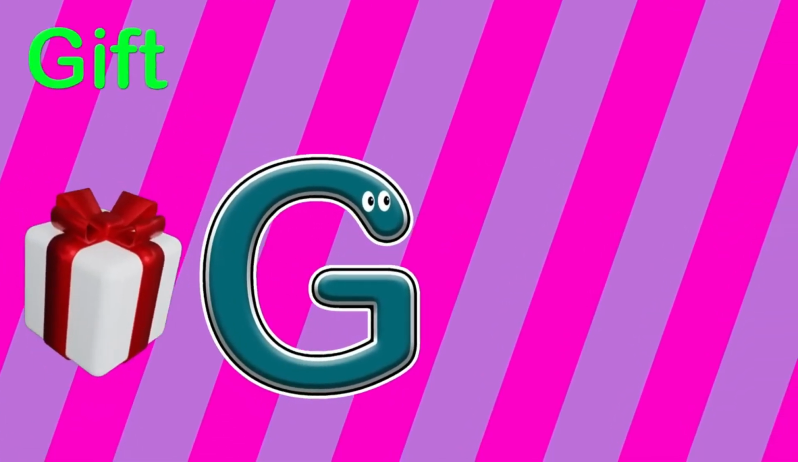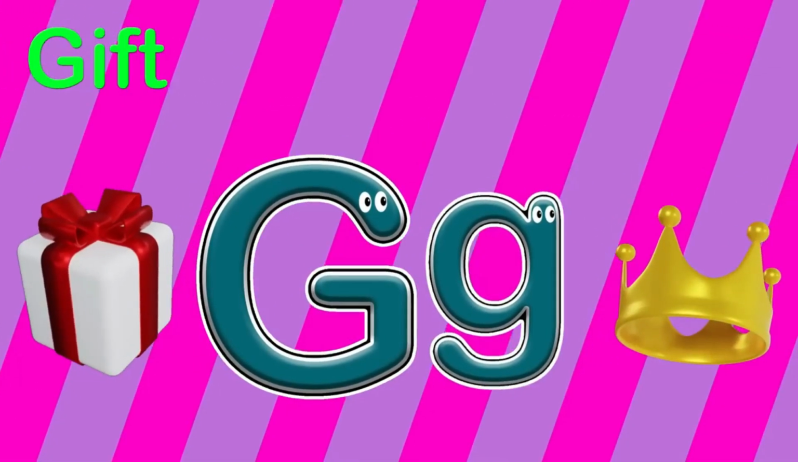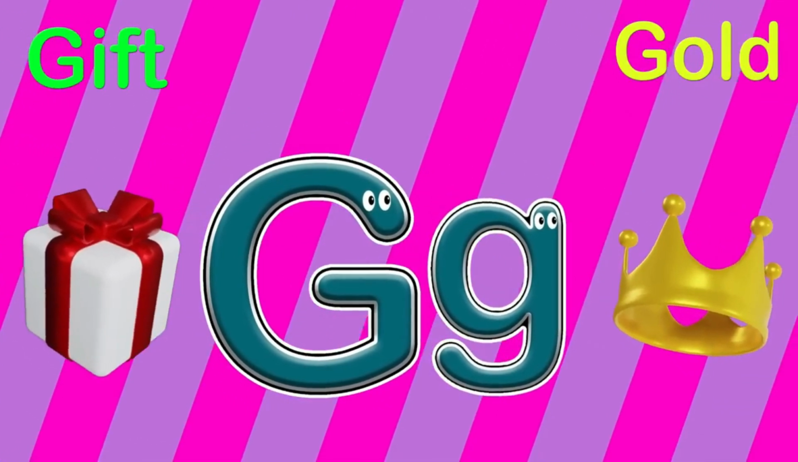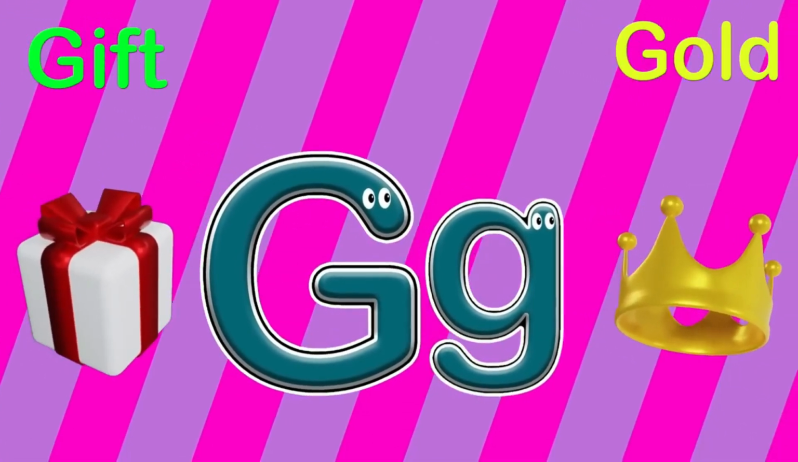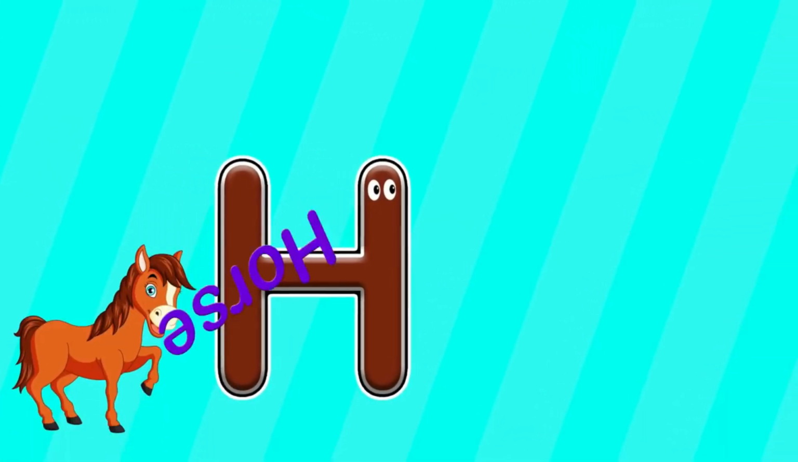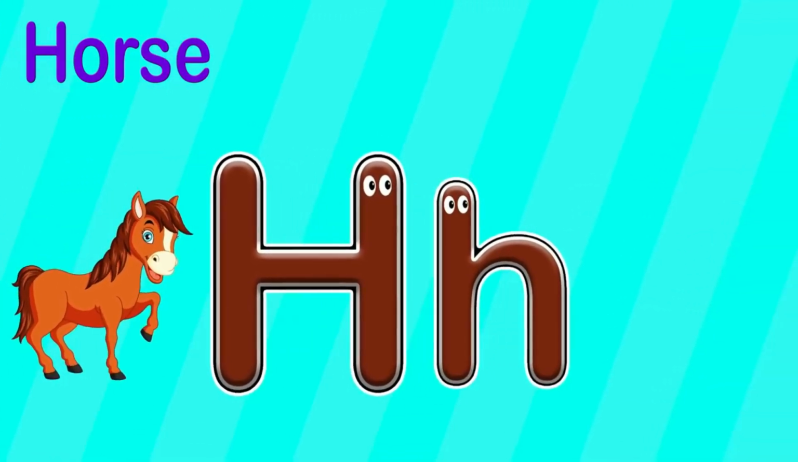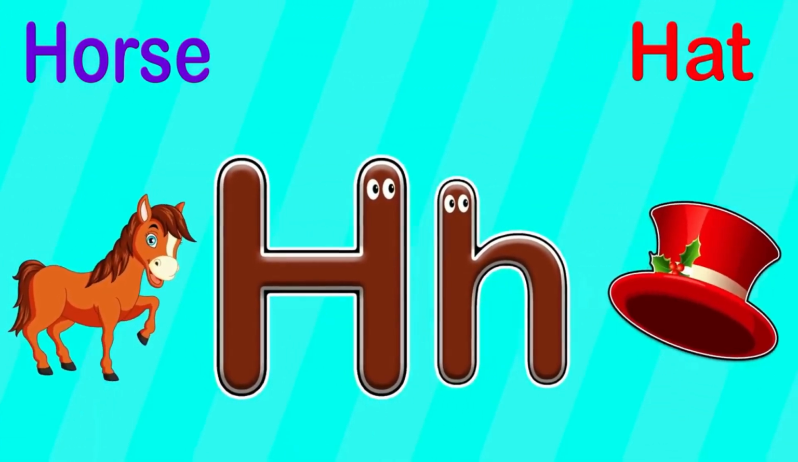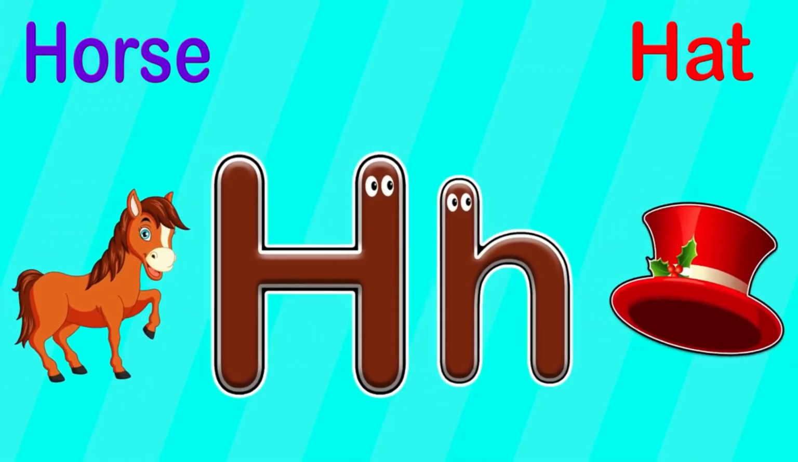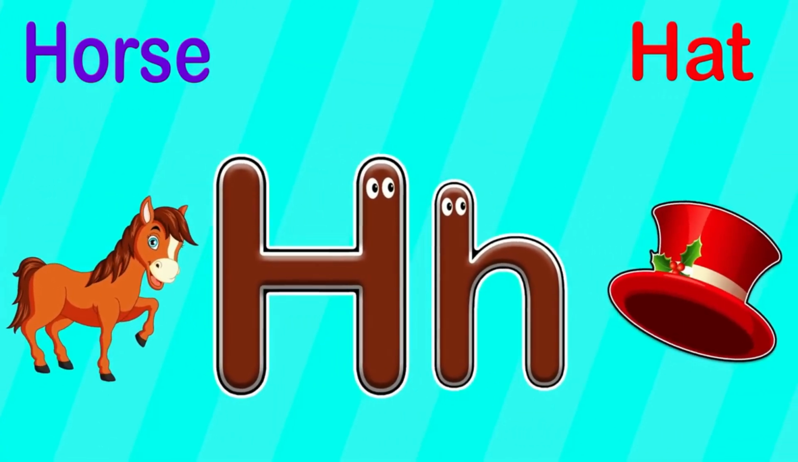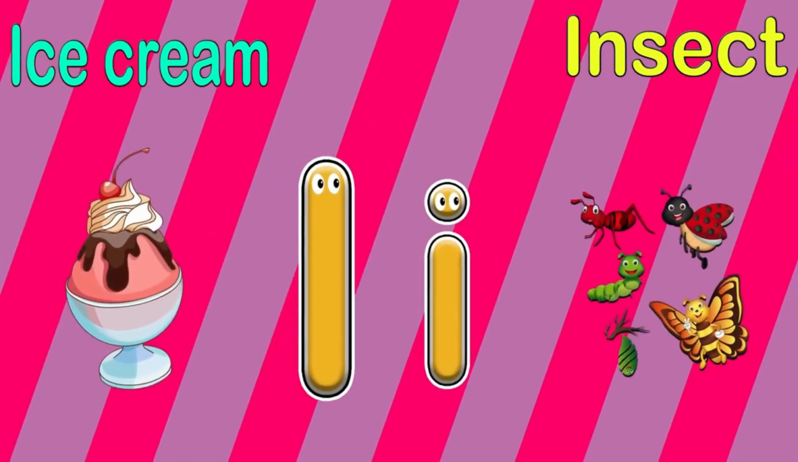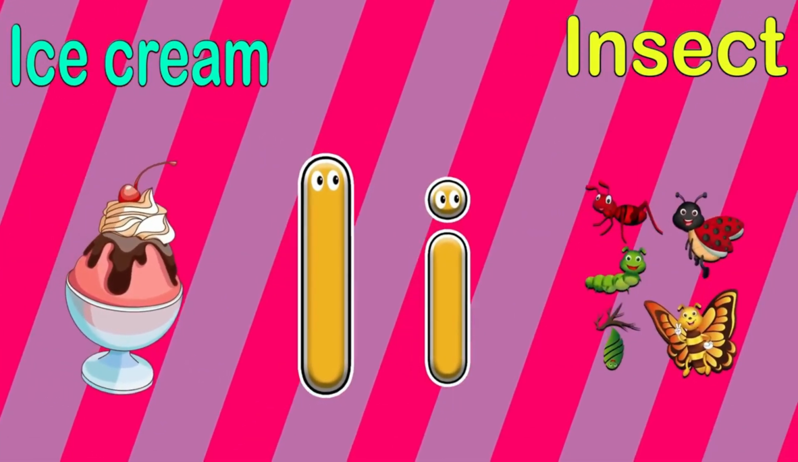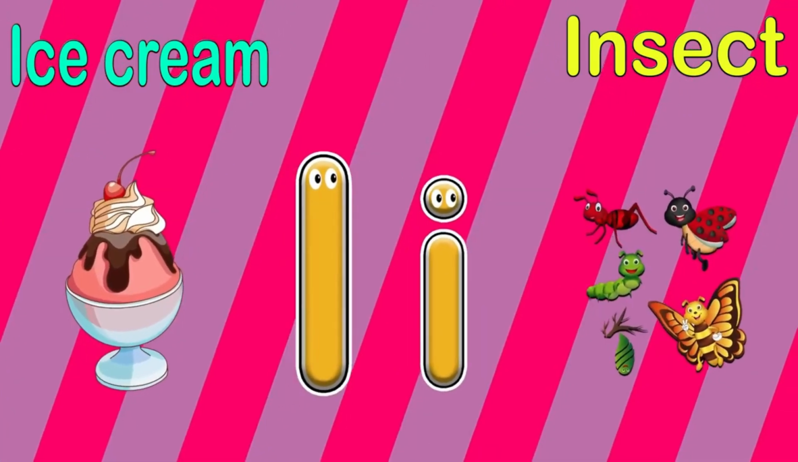G for gift. G for gold. Gift and gold. G. H for horse. H for head. Horse and head. H. I for ice cream. I for insect. Ice cream and insect. I.